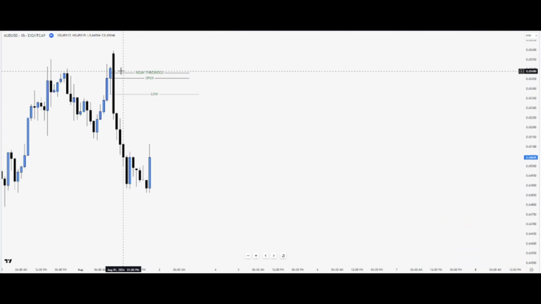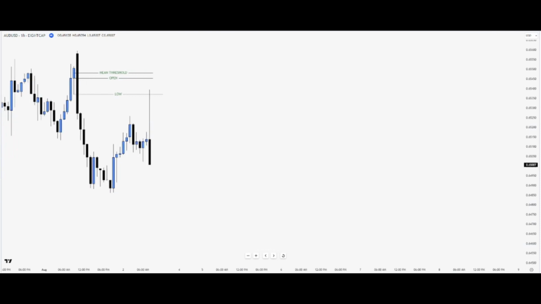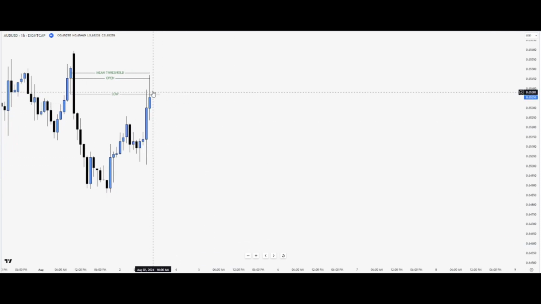We want to see how price will reach for this particular order block right here. So we've identified the low, open, and main threshold. So let's see what price does. And there you have it. You can see how price reached for this particular low right here, rejected a little, and pierced all the way to the open price. And you can see the rejection from that particular point right there.